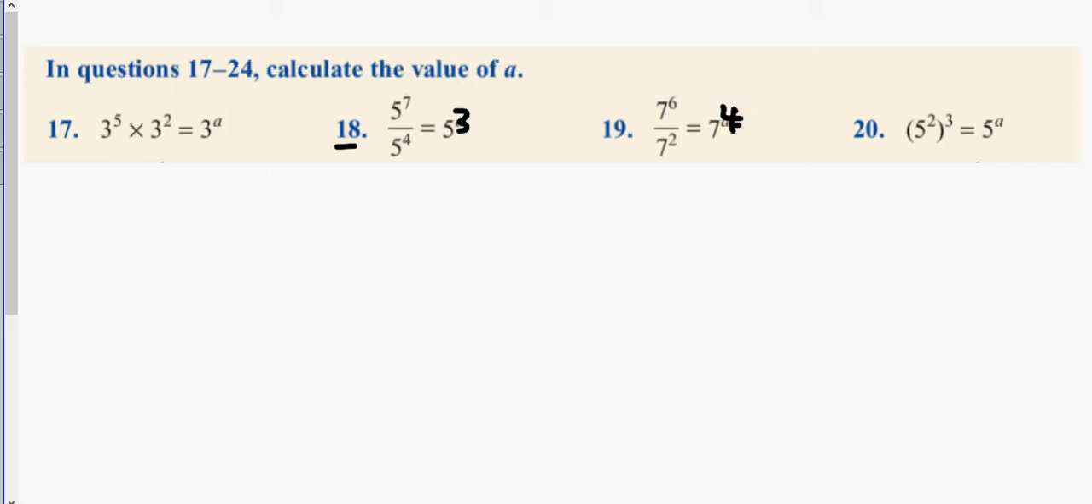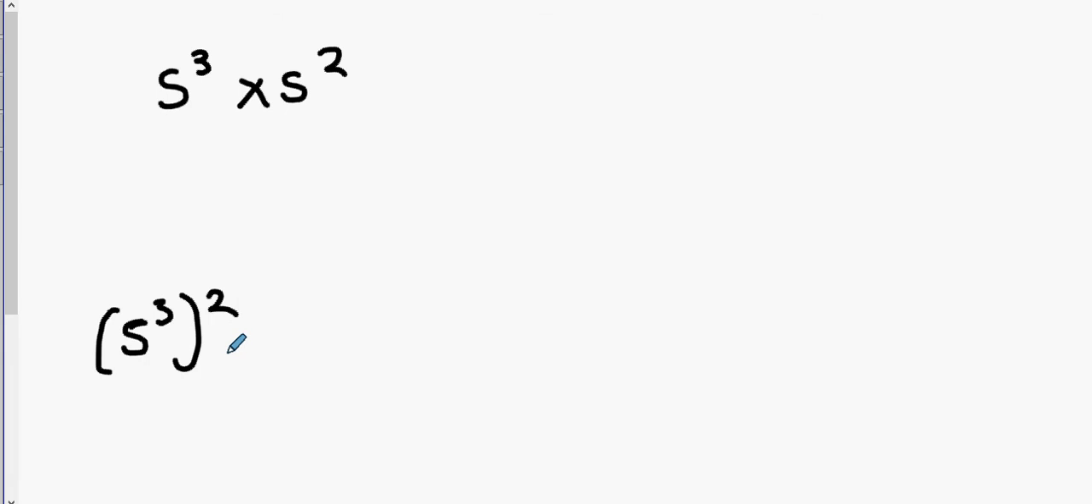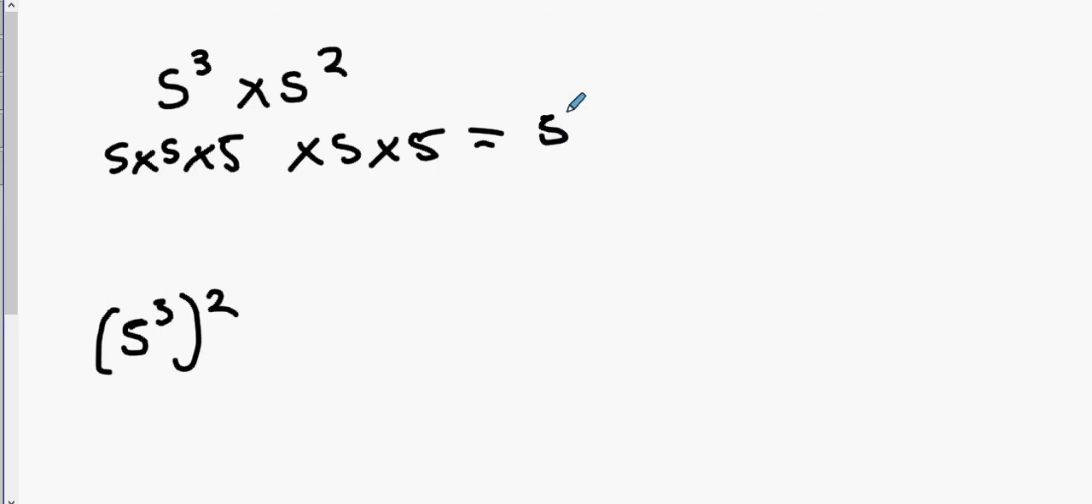There's a big difference between 5 to the power of 3 multiplied by 5 to the power of 2 versus 5 to the power of 3 to the power of 2. Let me explain. 5 to the power of 3 by 5 to the power of 2 is 3 5s multiplied by each other, multiplied by 2 5s, which is 5 5s. Everybody cool with that?